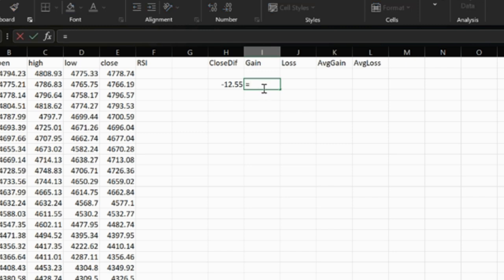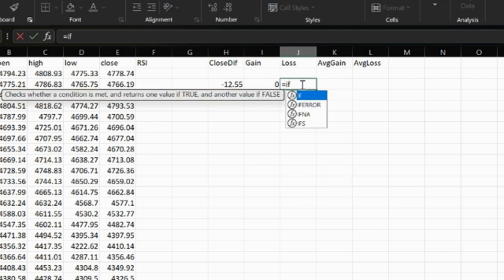So we go equals IF, closed bracket, if it is greater than 0, right? If it's a positive number, so it's greater than 0, we are going to put H3. Okay, we're going to put that value. But if it's a negative number, if it's less than 0, we're going to put 0. And there we go. And for loss, we're going to do the opposite.